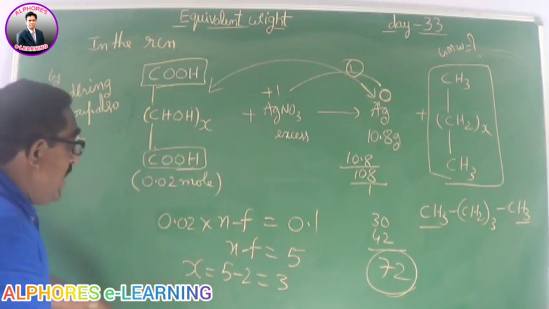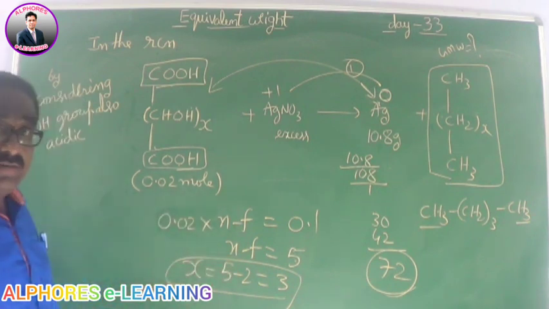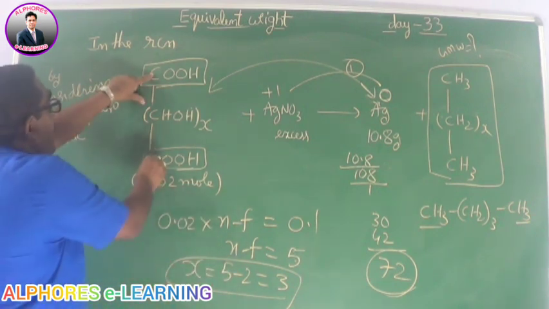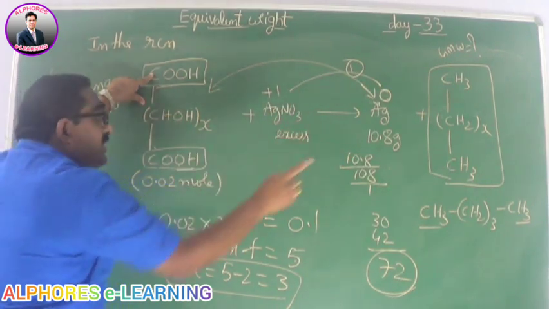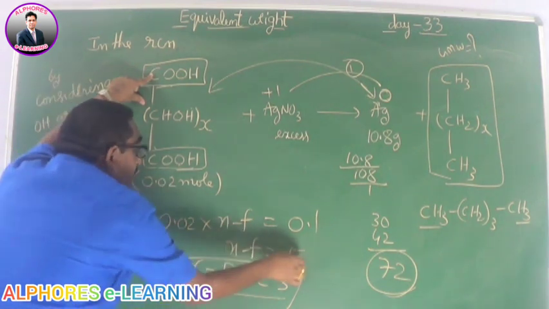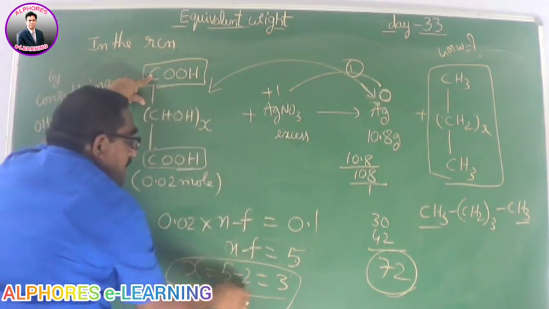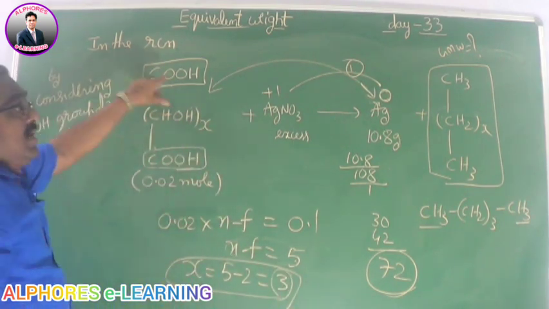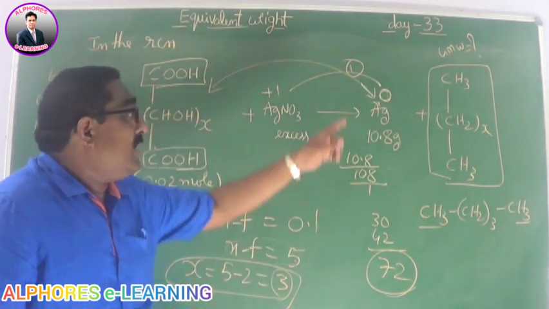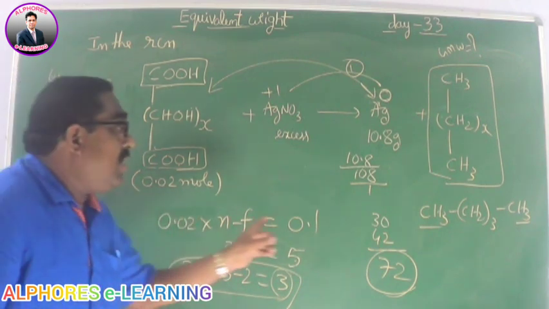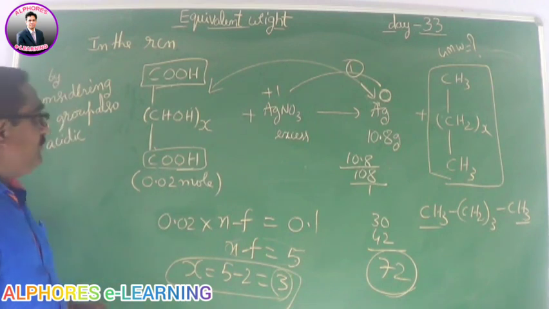Why have I taken x only as 3? After getting n factor 5, that is the important step in the question. Because all the carbons are changing. This carbon is changing to CH3, this carbon is changing to CH3, this is also changing into CH3. That's why total n factor is 5. Out of that, for getting x, you have to subtract 1 plus 1, 2. So 5 minus 2, only 3. So finally I got x value as 3. After getting x value 3, then only you can calculate molar mass by adding all the respective atomic weights of carbon and hydrogen. And the final answer is 72.